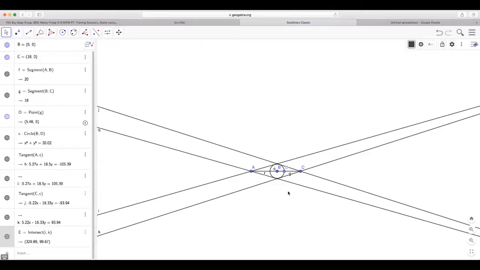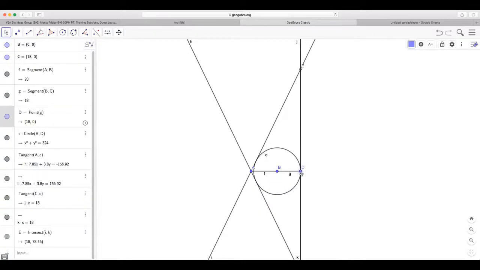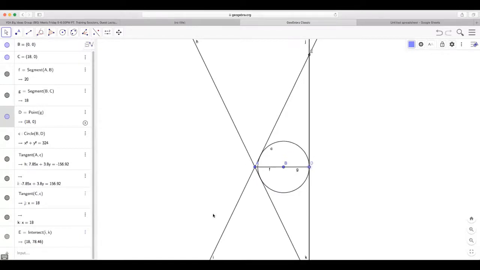So this circle has unknown radius. Let me see what happens when its radius is at an edge case. Okay, this is the limiting case. What happens then? This length is somewhat manageable now. The height is 78.46. This height is equal to something, I believe.